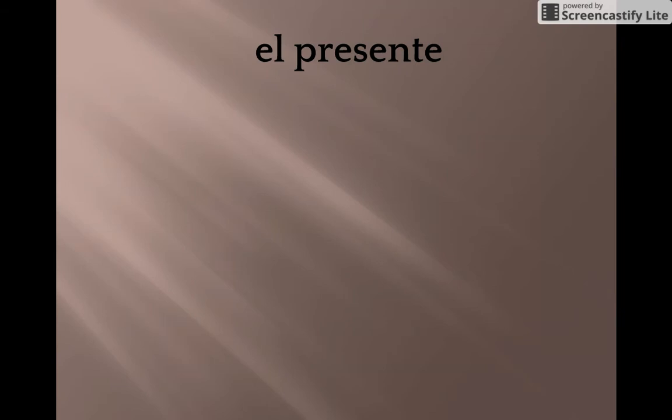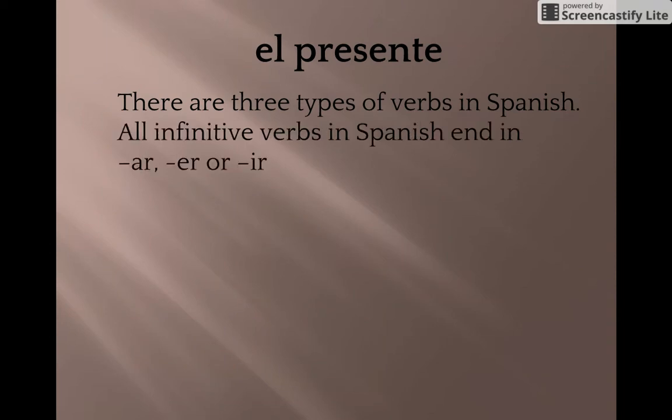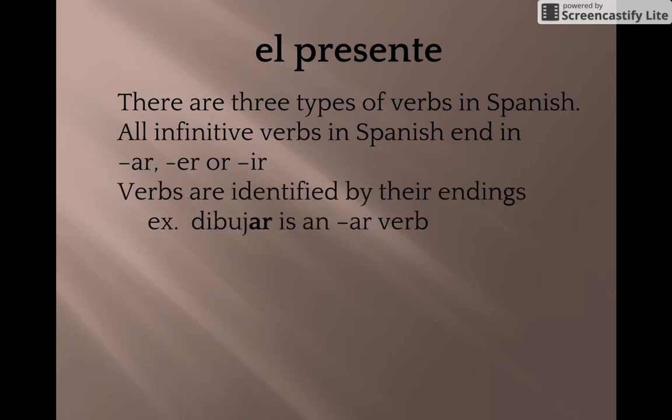So, conjugating in the present tense. First things first, there are 3 types of verbs in Spanish. There are only 3 types of verbs. Okay, and all infinitive verbs in Spanish end in AR, ER, or IR. And infinitive verbs, as you know, are the original form of the verb before you start switching it up for a subject in a sentence. We use these endings to identify or group the verbs together.